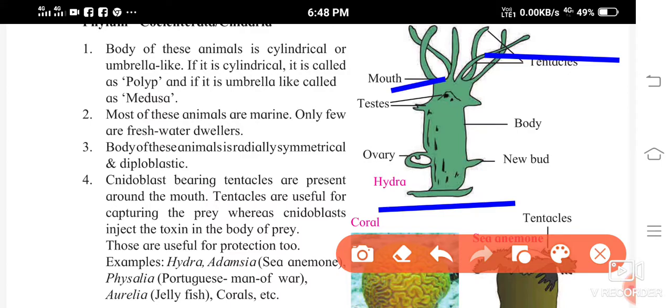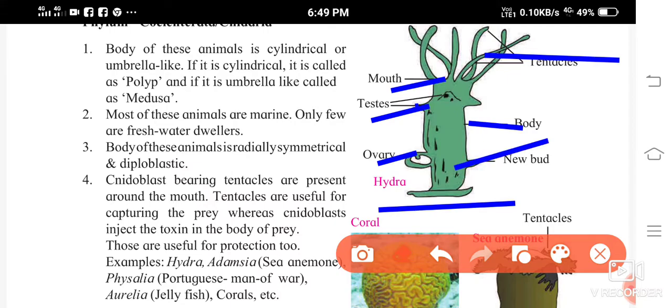This is the mouth, this is the body of Hydra, this is the testes, ovary. So both testis and ovary, that is, both the male and the female reproductive organs, are present in one only. For sexual reproduction, the testes and ovary are going to be useful. And then see, a new bud is formed over here.